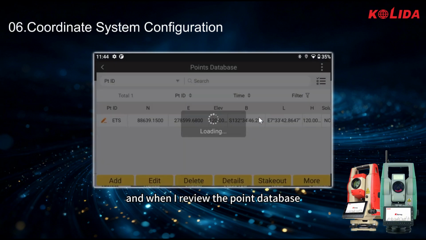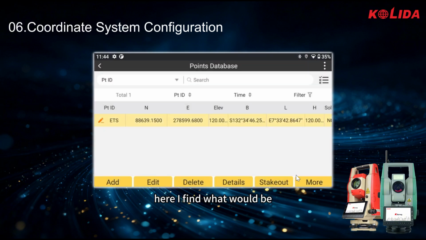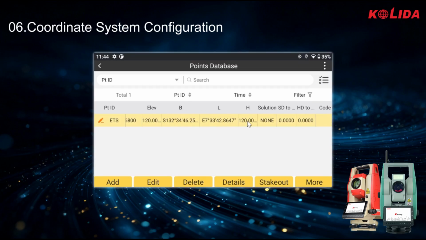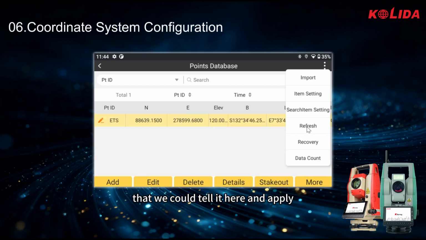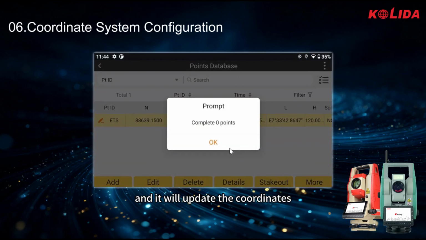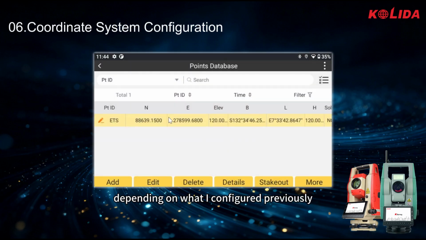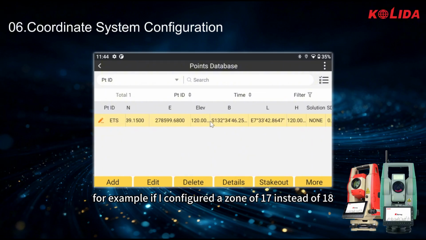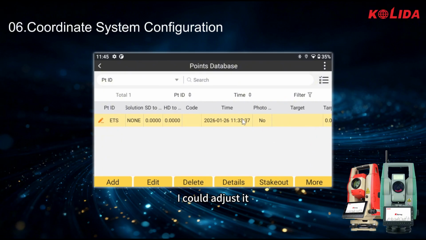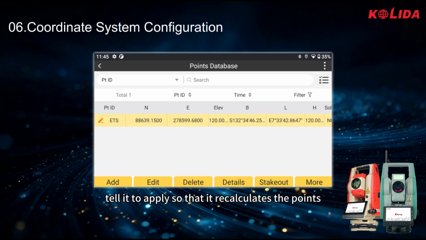And when I review the point database, here I find what would be reprojected information. That we could tell it here and apply, and it will update the coordinates depending on what I configured previously. For example, if I configured a zone of 17 instead of 18, I could adjust it, and here tell it to apply so that it recalculates the points.